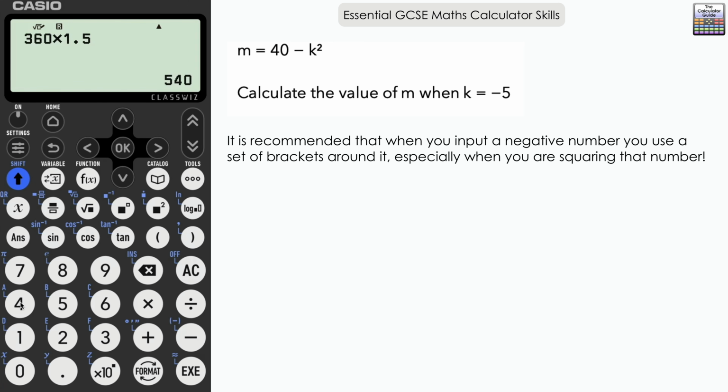So let's input what we have. We've got 40 subtract. Now, if I was going to input a negative number, I would always put it in brackets so that the calculator knows that what you have is a negative number and that you're not subtracting 5. And then -5 we've got in the brackets here. We're going to square that and then press execute. And here we have a final answer then, 15.